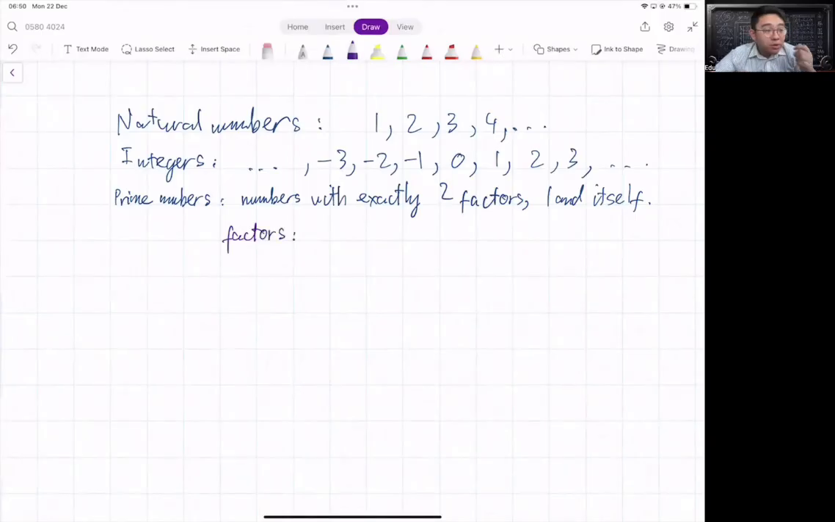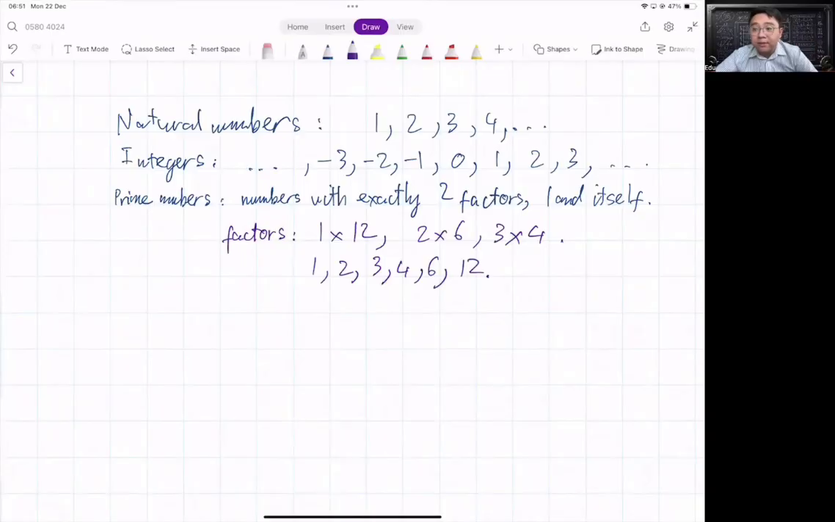So what are factors? Okay, let's say what's a factor of 12? In order to get the factors of 12, we need 1 times 12, 2 times 6, 3 times 4. We also have 4 times 3, 6 times 2, and 12 times 1, but they are going to be exactly the same multiplication. So the list of factors of 12 is going to be 1, 2, 3, 4, 6, and 12. Those are the factors of 12. All right.